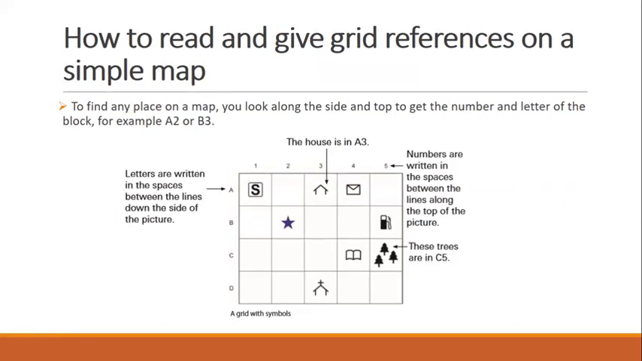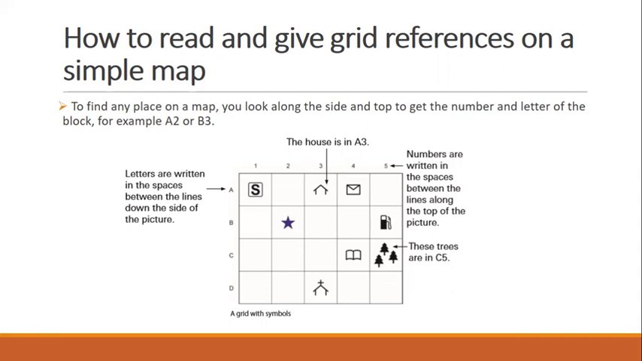Now, very, very important: how to read and give grid references on a simple map. We are still on your notes. If you look at your notes, as well as on the screen here that I'm reading from: to find any place on a map, you look along the side and the top to get the number and letter of the block. For example, you will have A2 or you will have B3.